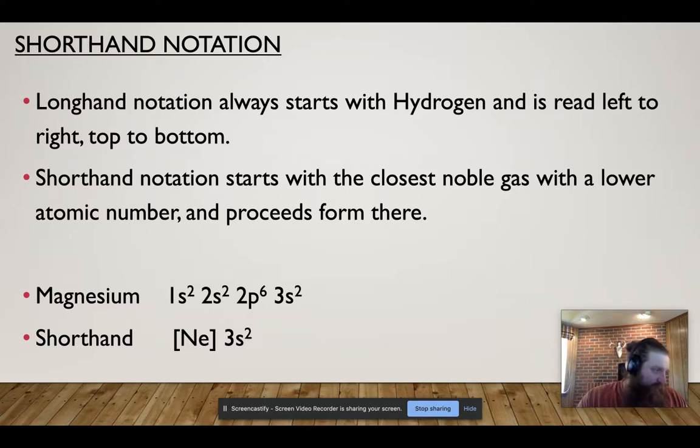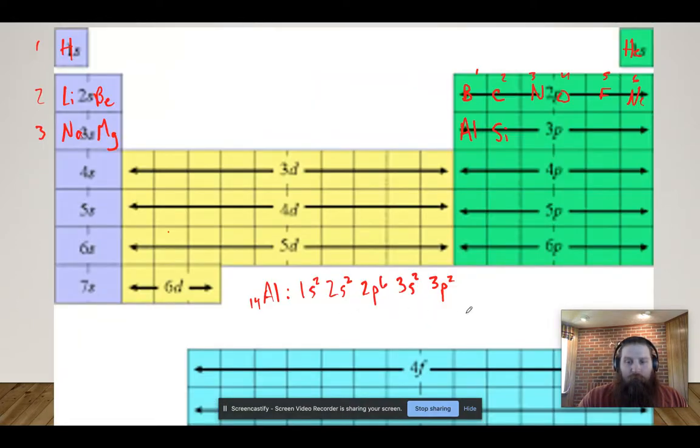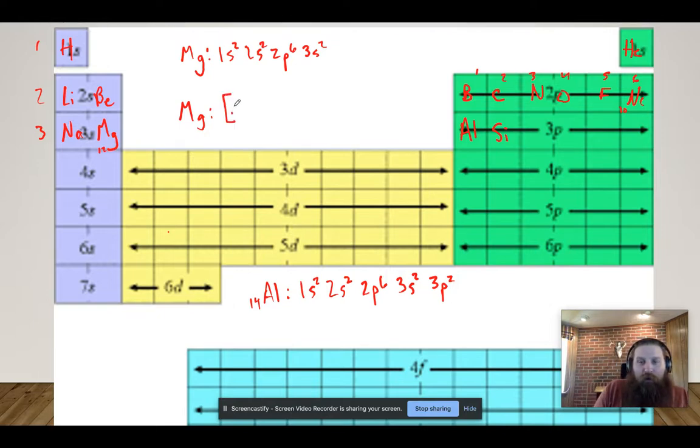So let's look at magnesium and go back to our periodic table. So magnesium is right here. It's number 12. Neon is number 10. So if I wanted to give the longhand for magnesium, we said it was 1s2, 2s2, 2p6, 3s2. In order to give shorthand, I want to start with the closest noble gas that I've already gone past, that is a lower number than magnesium. I have to put it in square brackets.